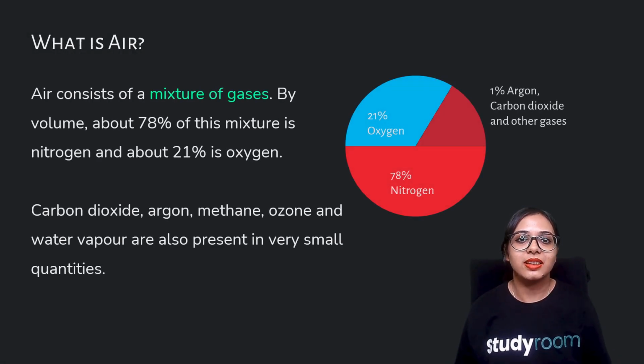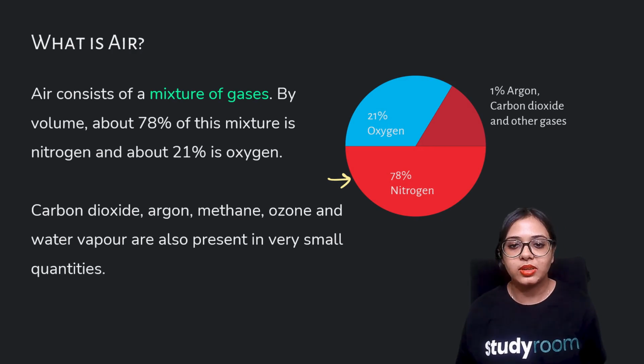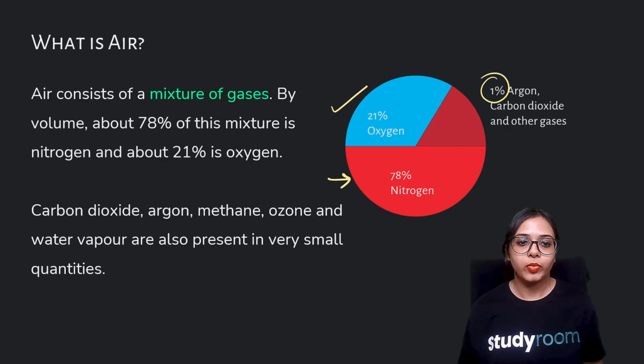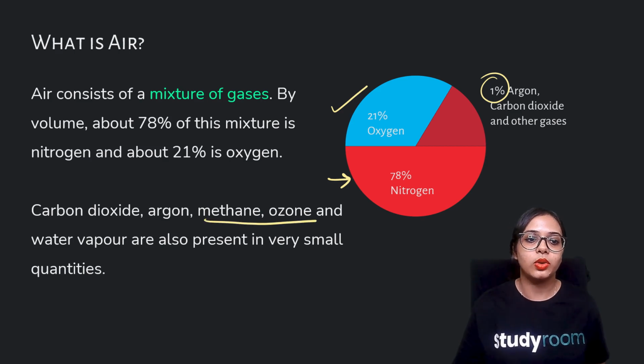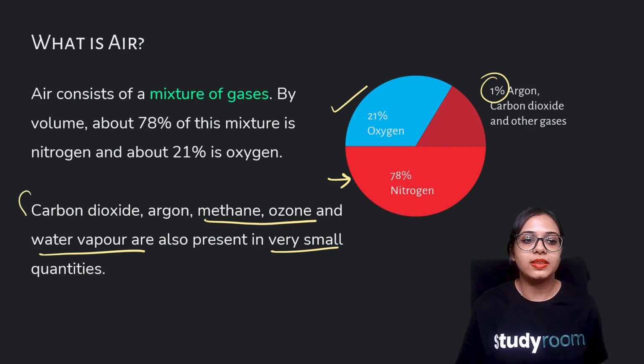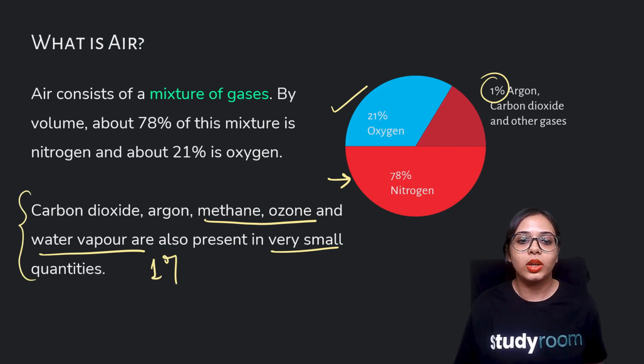Firstly, we'll be discussing the composition of air. We already know that air has 78% nitrogen. Nitrogen is present in a vast quantity. Next to nitrogen, we have oxygen that is present in 21%, and the rest 1% consists of other gases such as argon, carbon dioxide, helium, etc. There is also the presence of gases such as methane, ozone, and water vapor. They are present in small quantity, and all of these gases fall under the 1%.